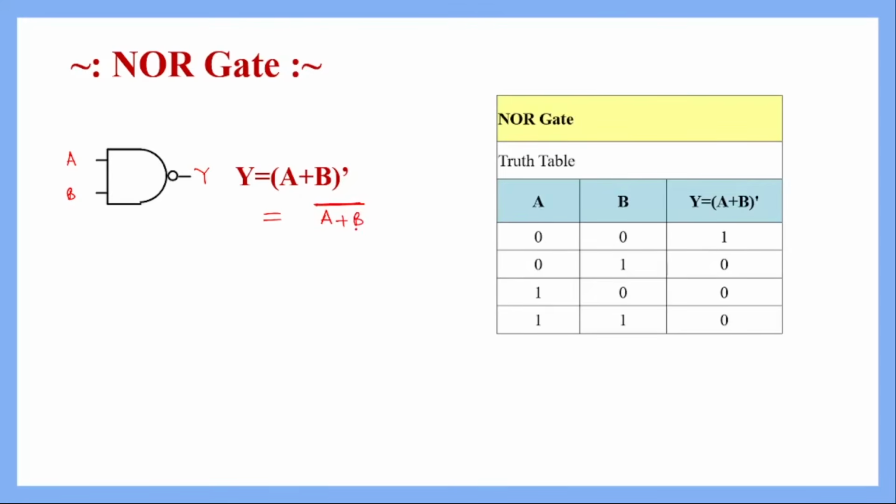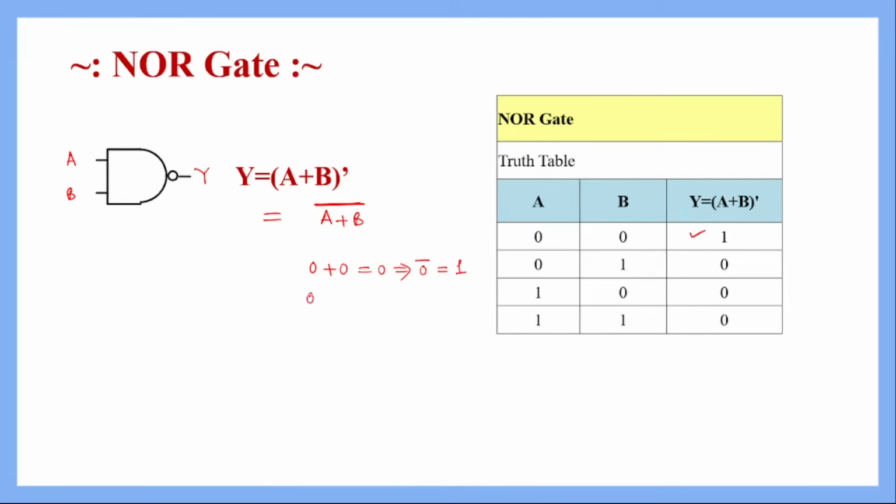Now this is the truth table of NOR gate, where when both the inputs are 0, then what will happen? Both the inputs are 0 means 0 plus 0. So as per OR operation, that will become 0. And now if it is followed by NOT operation, then that will become 1. And that's what we can see here.